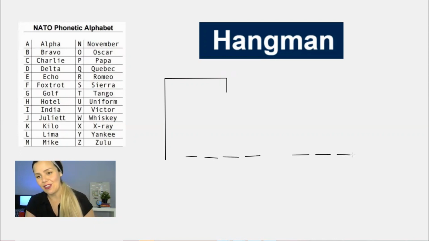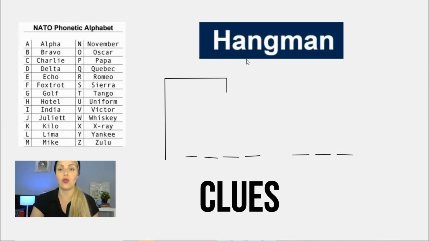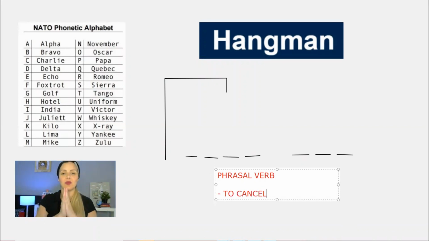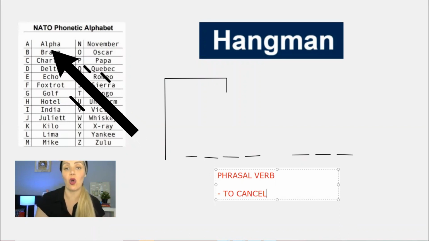Right, so yeah, just let's pretend it's beautiful, and I'm going to give the student a tip, of course, a clue. So basically I'm going to say, look, this is going to be a phrasal verb, and the meaning of this phrasal verb is to cancel something, right? So just give me letters, use the phonetic alphabet, and let's try to guess it. So the student is going to say, well, let's start with A for Alpha.